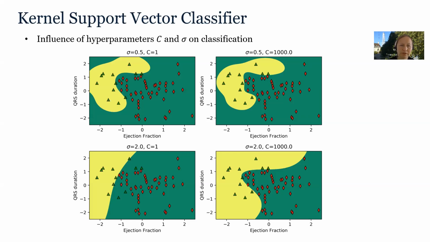And here we visualize the influence of the hyperparameters C and sigma on the classification. So we can see that if we increase C, we get a less smooth boundary. So for smaller C, we have smoother boundaries. And if we increase sigma, we get a smoother boundary.